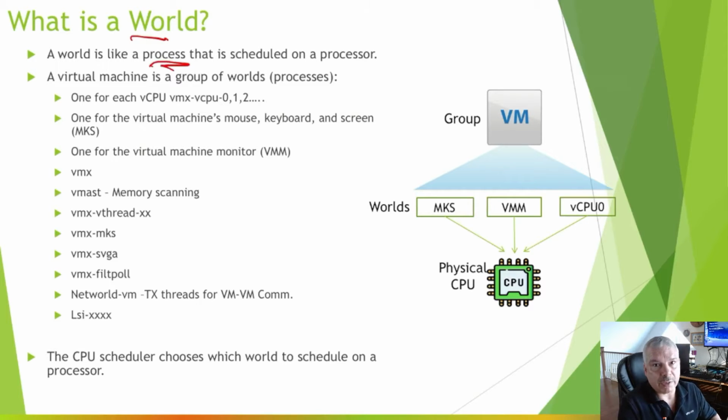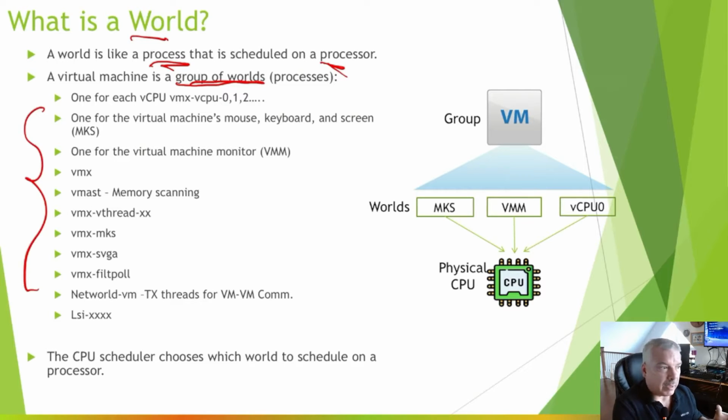It's very much like a process. We schedule this on a processor, a physical processor that's available, right? So a virtual machine is basically a group of worlds, a group of processes, right? Just like you may have an application that has multiple processes or threads that are running, okay? For example, this is just a list of a few, and you may or may not see these depending on your VMs, but each virtual CPU you give a VM is also a process. So you'll actually see one for the first processor, second, third, depending on how many virtual CPUs you give the VM. You'll see one for the mouse, keyboard, and screen. Here's a memory scanning process, there's the mouse, there's a video, looks like there's a disk controller. There are a few processes that make up a VM.